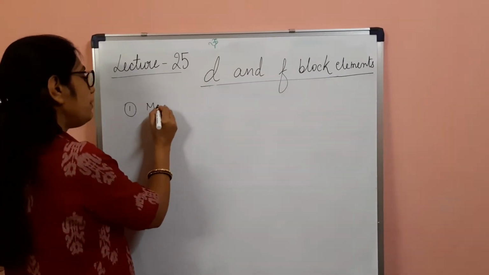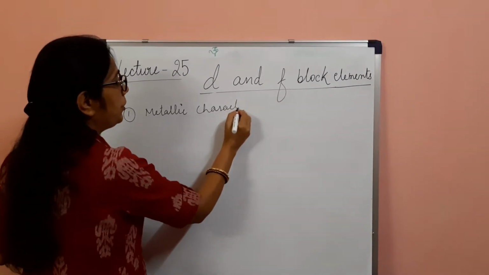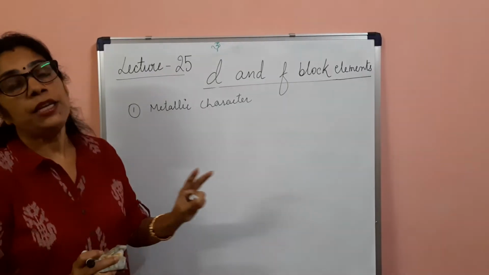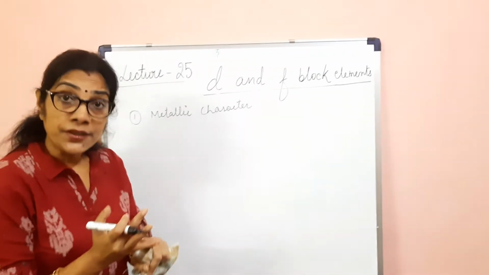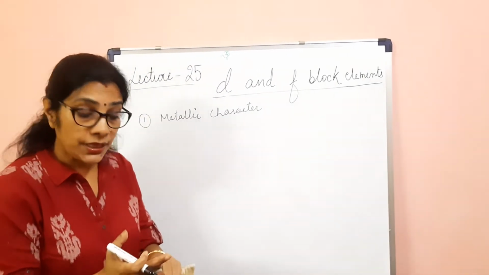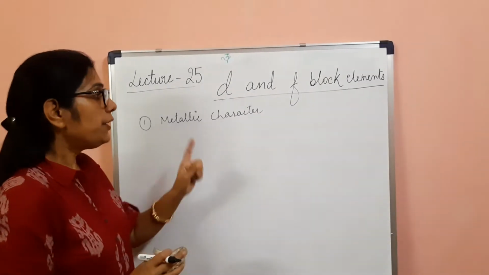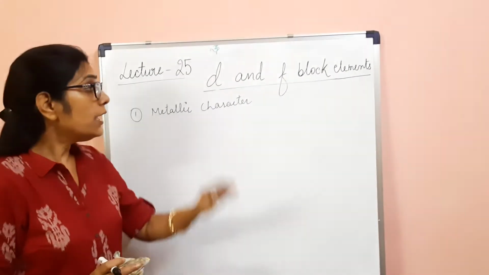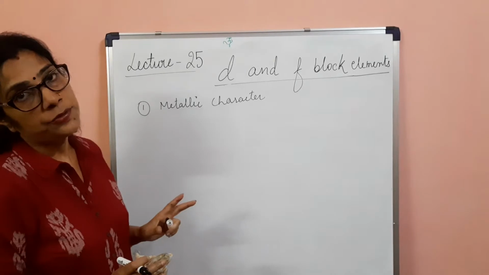First of all, I will start with their metallic character or metallic properties. Most of the transition elements have metallic properties. They are hard, malleable, ductile, have high tensile strength, brittleness, tenacity, and they are good conductors of heat and electricity. So I repeat, they are hard, they have high density, high melting and boiling point, malleable, ductile, high tensile strength, tenacity, and so on.